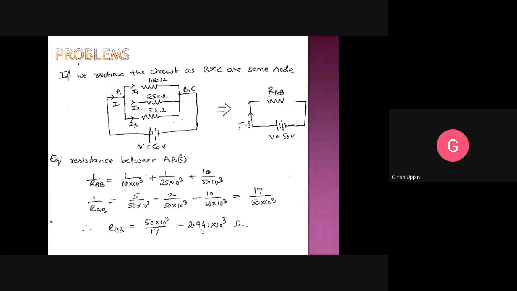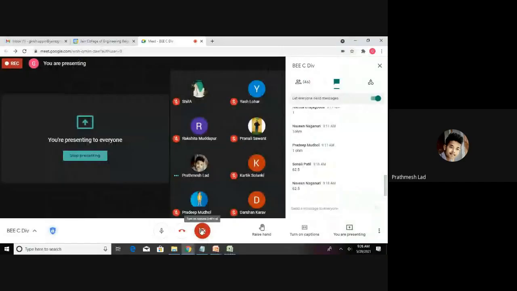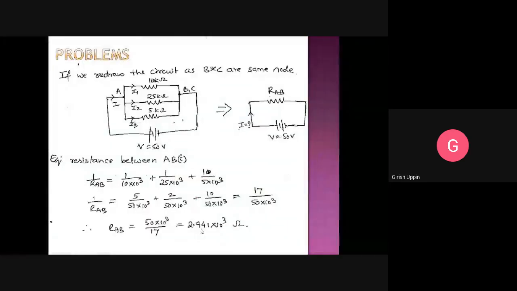What is the current? RAB is correct. 17 milliamperes. Very good. Anybody else got this answer? Anybody else got 2.94 kilo ohm? Very good. You got the current?